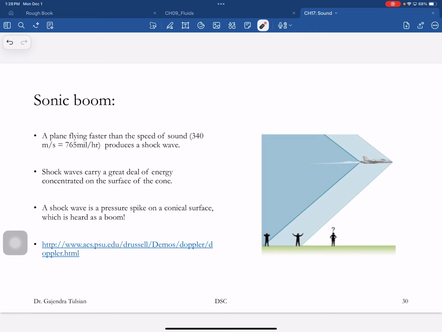So a plane actually produces 2 shock waves. The nose cone and the tail each produce a shock wave. So this plane is flying faster than the speed of sound. This person hasn't heard a boom. This person has heard one boom. This person has heard both the booms.